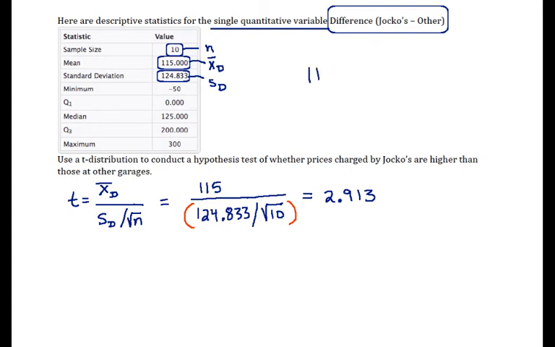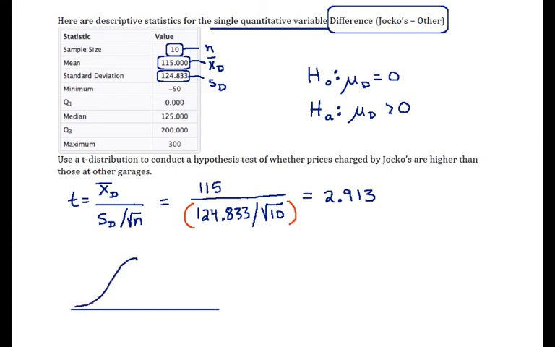My hypotheses, recall, were the null hypothesis mu sub d equals 0, the alternative hypothesis mu sub d is greater than 0. So what this would look like when I put together a curve of a t distribution, a bell-shaped curve centered at 0 with 115 as my sample statistic, but I know that that's about 3 standard deviations away from the mean, so it's pretty far out here. And then I'll fill in that right tail.